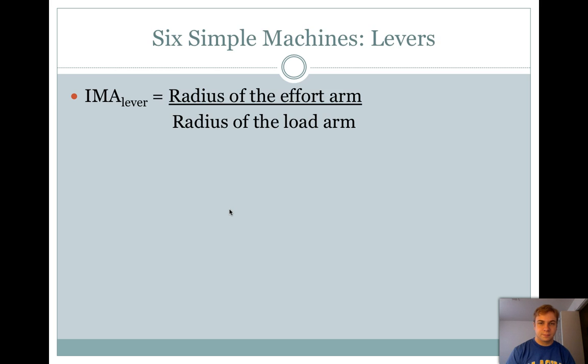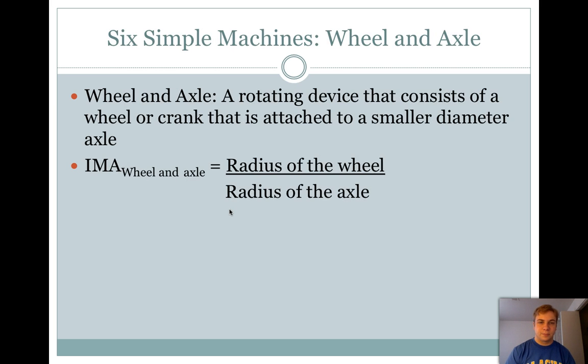The ideal mechanical advantage formula for levers is the radius of the effort arm divided by the radius of the load arm. The wheel and axle is a rotating device that consists of a wheel or crank that is attached to a smaller diameter axle. The formula is the radius of the wheel divided by the radius of the axle.